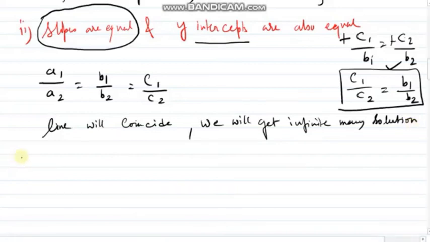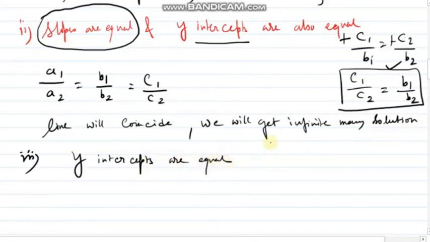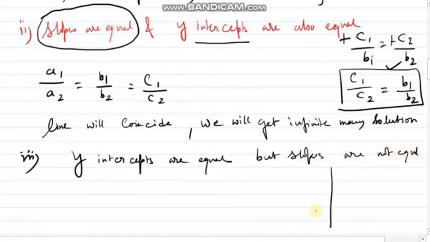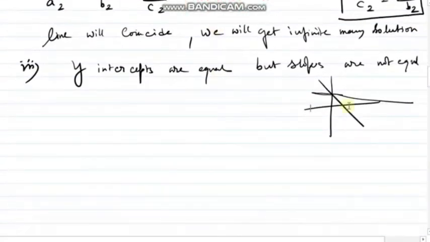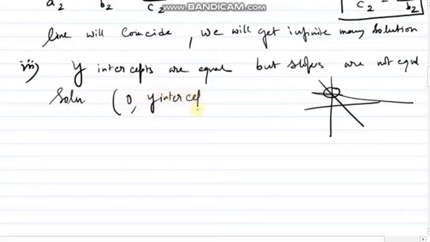Now my third case, if I discuss, what will happen if y-intercepts are equal but slopes are not equal? Y-intercepts are equal but slopes are not equal. Just try to form the lines. Just check. The lines will look like this. Right? So what will be their solution? Their solution point will be this one, where they are meeting at the y-intercept. So their solution will be (0, y-intercept). That will be their solution, right?